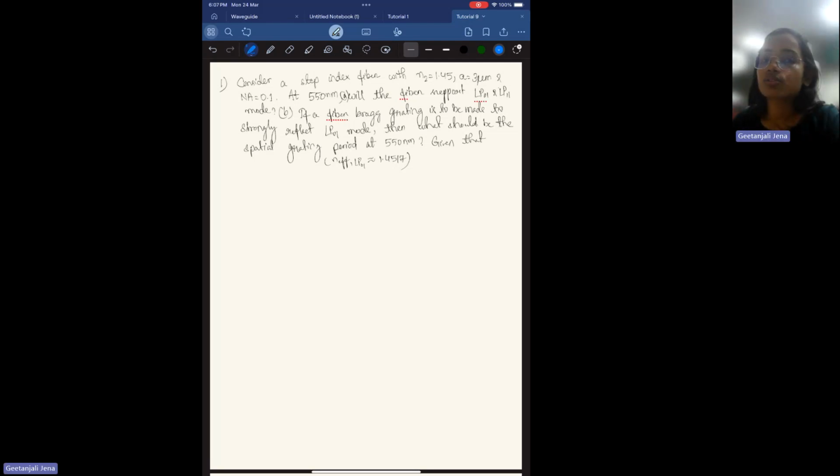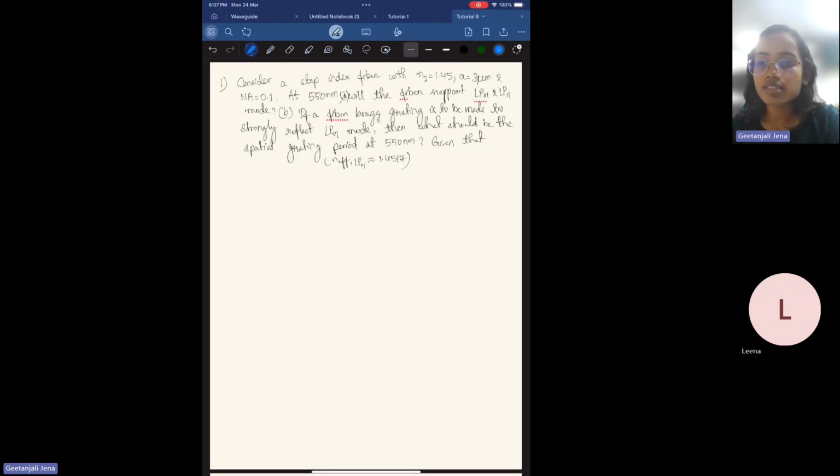The fiber Bragg grating can be of two types: periodic Bragg grating or aperiodic Bragg grating. So we'll see both kinds of problems. It's not that I will primarily focus on periodic Bragg grating. We'll also see chirped fiber Bragg grating, which is a typical example of aperiodic Bragg grating. So let us go through the first question.